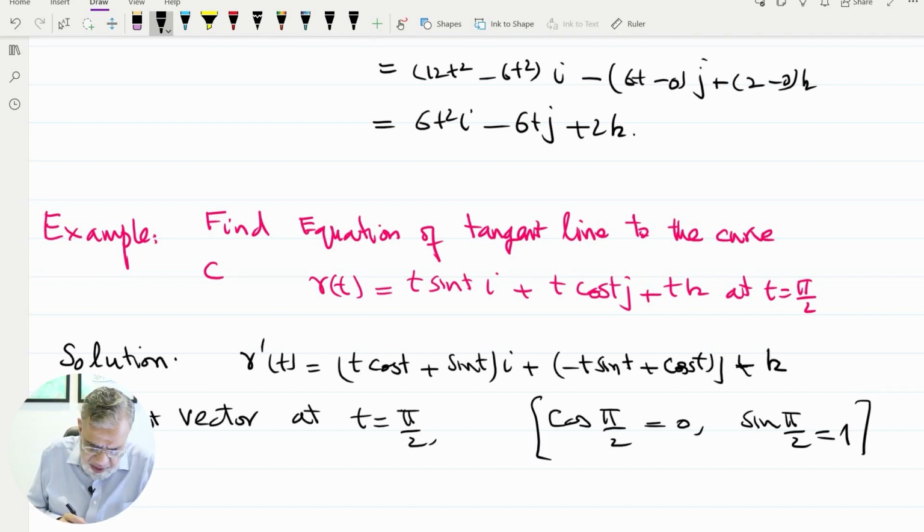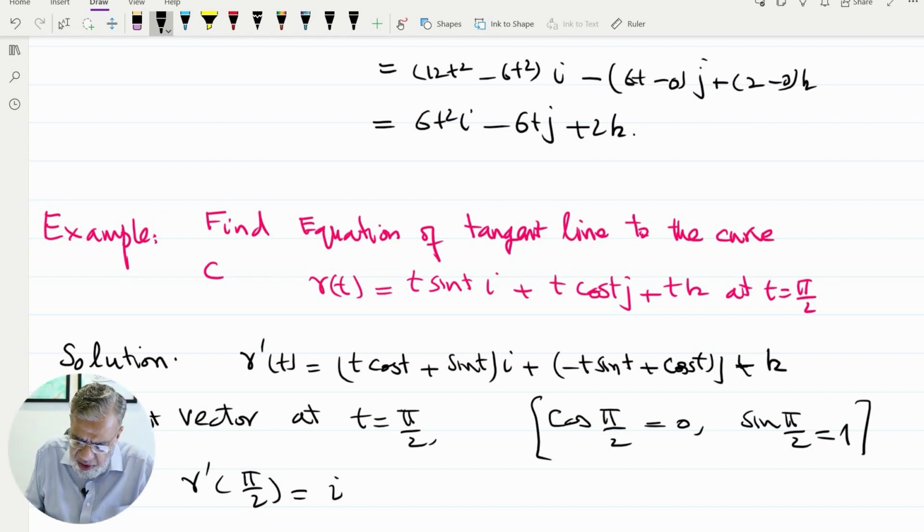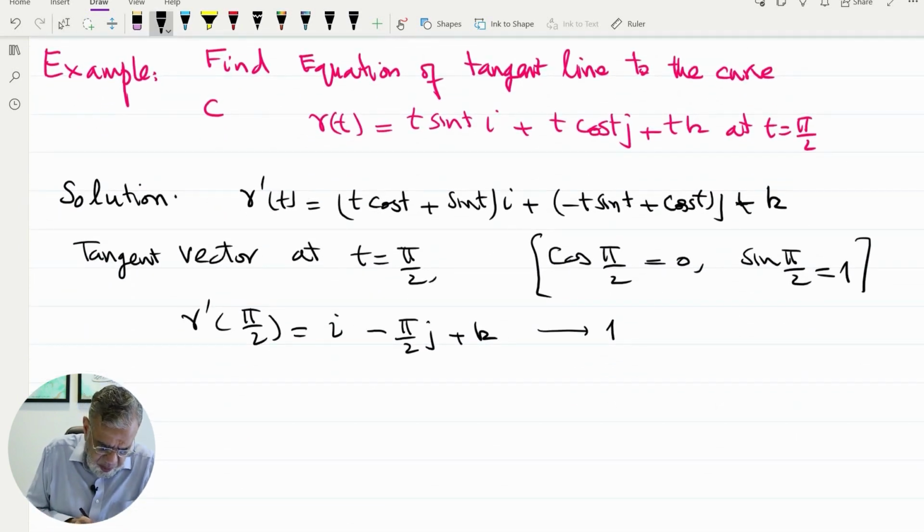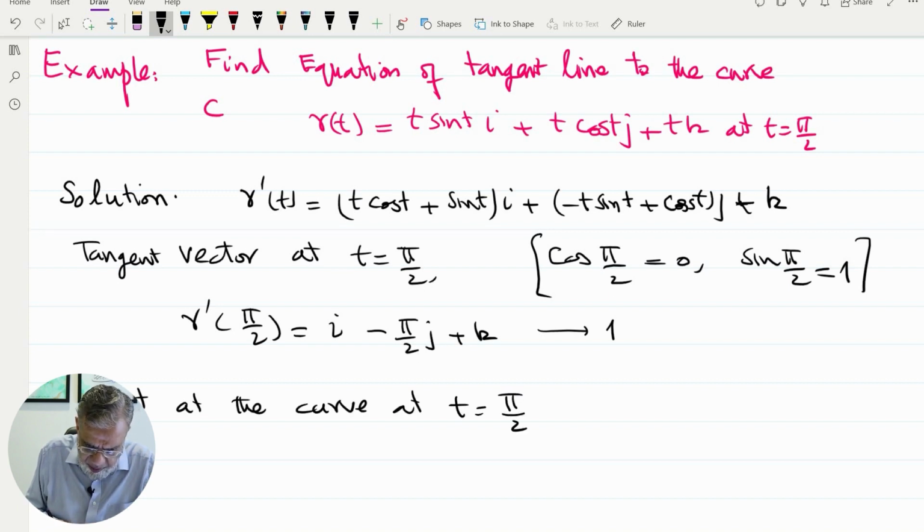So r dash of pi by 2 is equal to, sine pi by 2 is 1, so we get i, because cosine pi by 2 is 0, and here is minus pi by 2 j and plus k. So this is my result 1, that gives me the vector. Then I want to find the point on the curve at the value pi by 2.